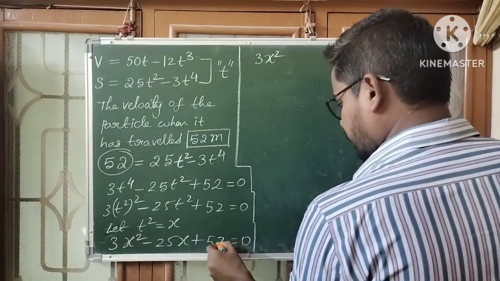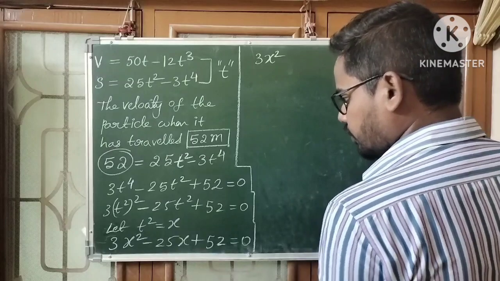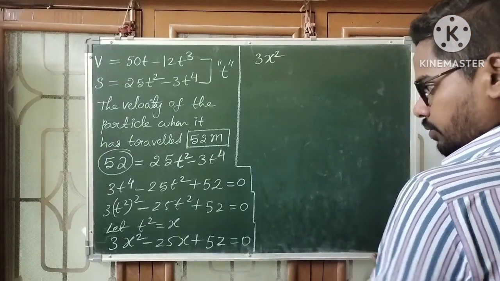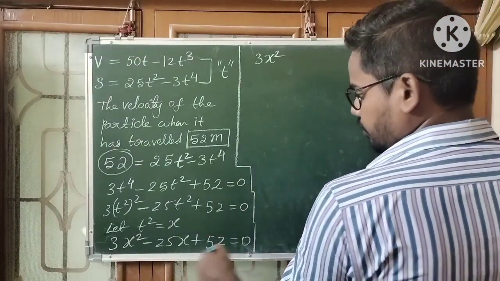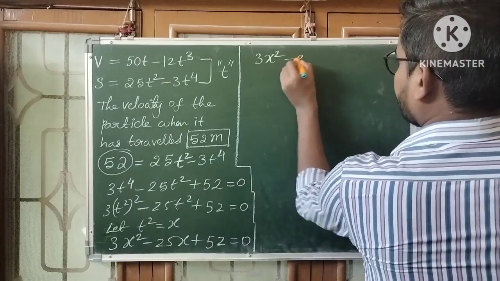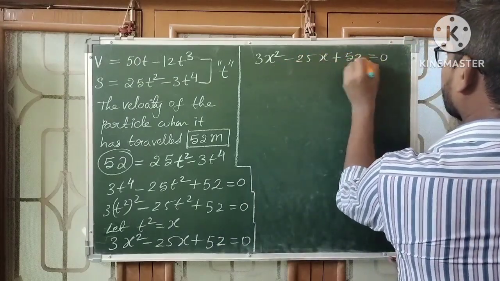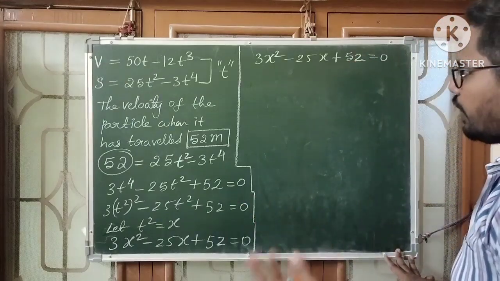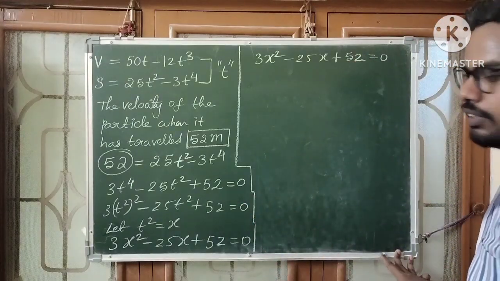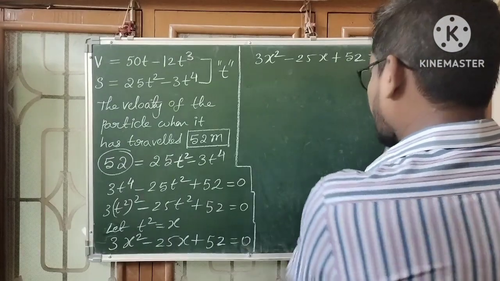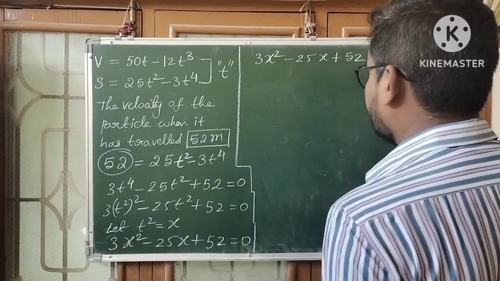So we have to find the solution of this quadratic equation: 3x square minus 25x plus 52 is equal to 0. So we have two methods, factorization or using Sridharacharya formula, the quadratic formula. I just go with factorization, it's very simple.